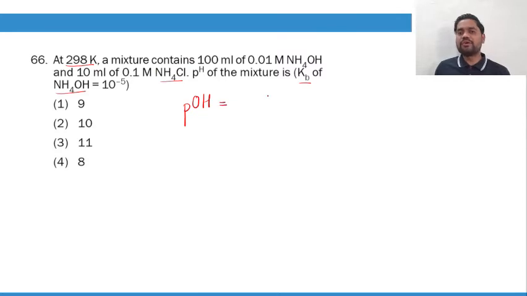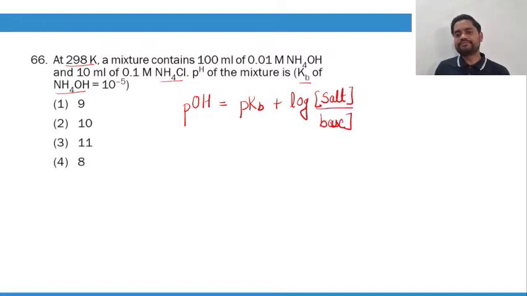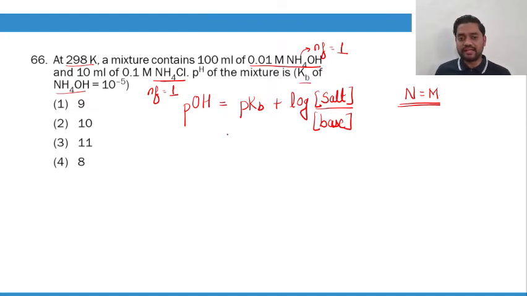So for a basic buffer, pOH is equal to pKb plus log of concentration of salt divided by concentration of base. Clear? Now, since the molarity is given and the n factor or valency factor is 1 here, and also for the other, the normality is equal to molarity. So with this, let me try to solve this question.